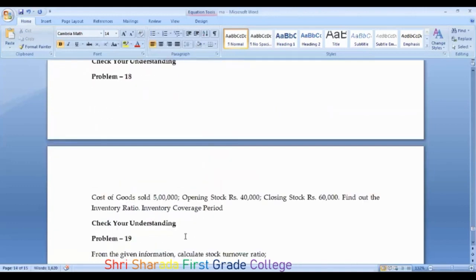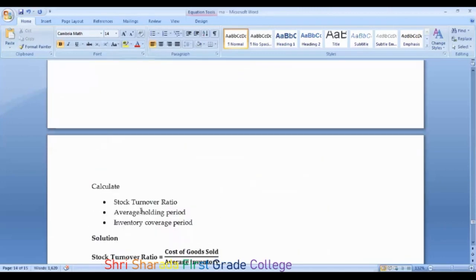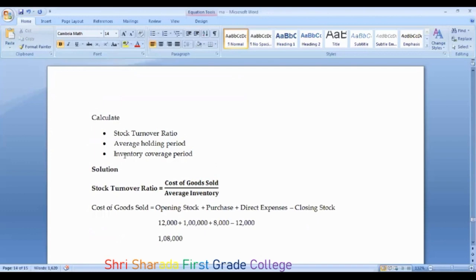Now there is one more question. These two seem to be the same. Inventory coverage period and average holding period seem to be the same, and the calculation is one and the same. But meaning-wise, the average holding period is for how many days the stock will be held in the company. Inventory coverage period is for how many days the stock will be entered for the production process. That is also found by calculating the stock turnover ratio.